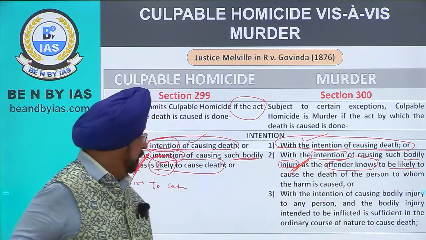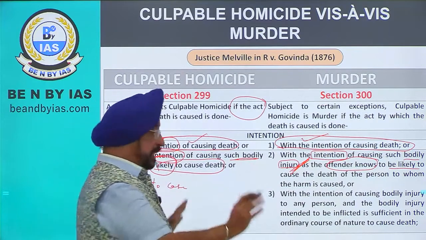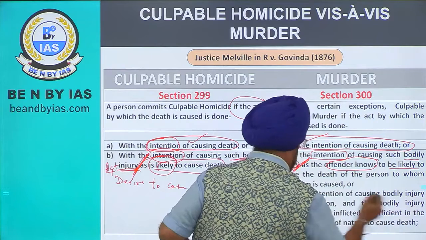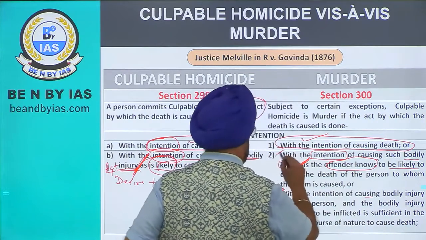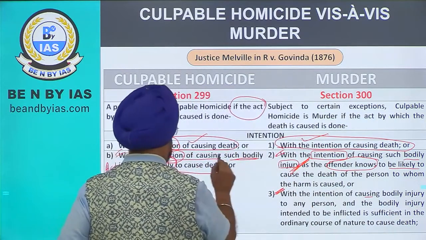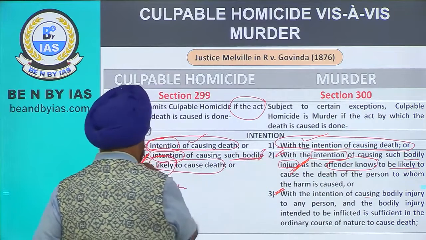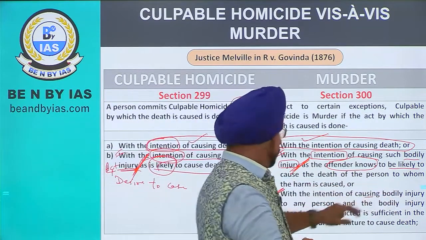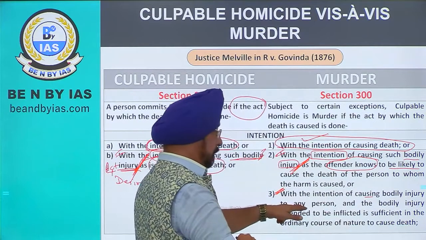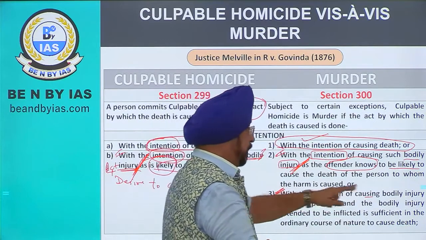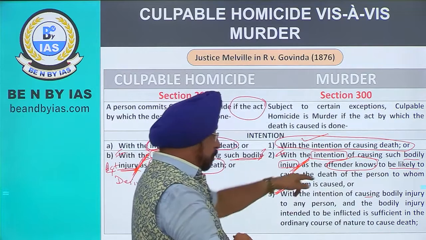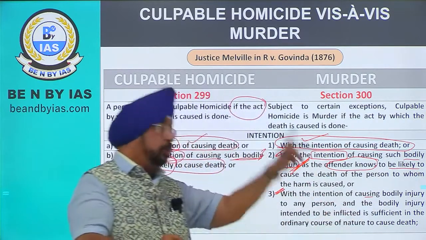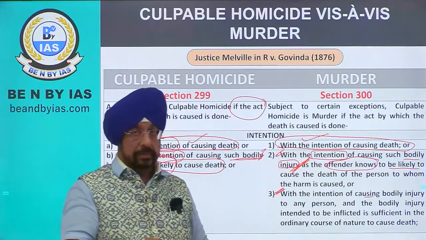Right? Next, with the intention of causing bodily injury. Up to here again the same, this is also the same. The talk is about bodily injury here. Intention of causing bodily injury to any person, and the bodily injury intended to be inflicted is sufficient in the ordinary course of nature to cause death.